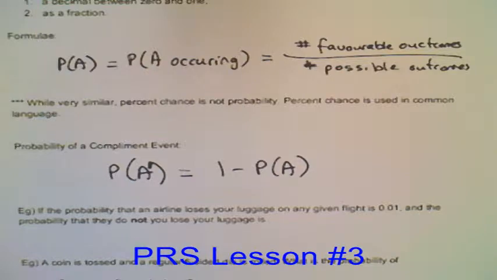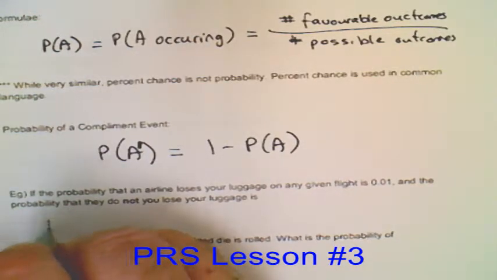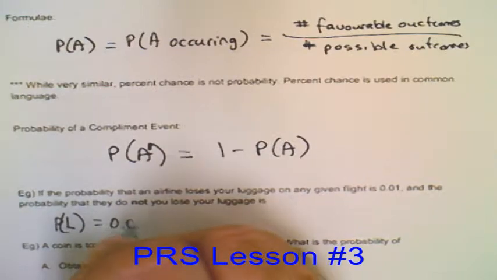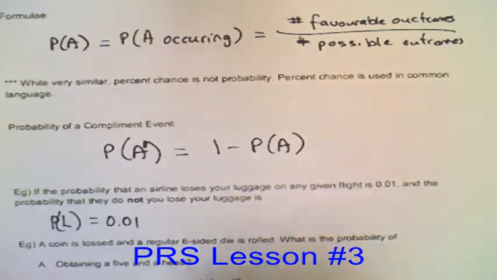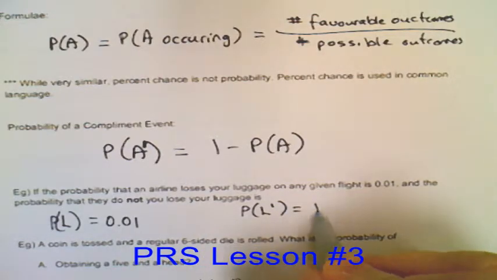So if I start looking at things like this, if the probability that the airline loses your luggage on any given flight is 0.01, what is the probability they do not lose your luggage? Now, honestly, and I'm knocking on wood, I've never had my luggage lost so far. So thankfully, I'm kind of good. What they want to know is the probability that they do not lose your luggage. The probability that it's lost is 0.01.